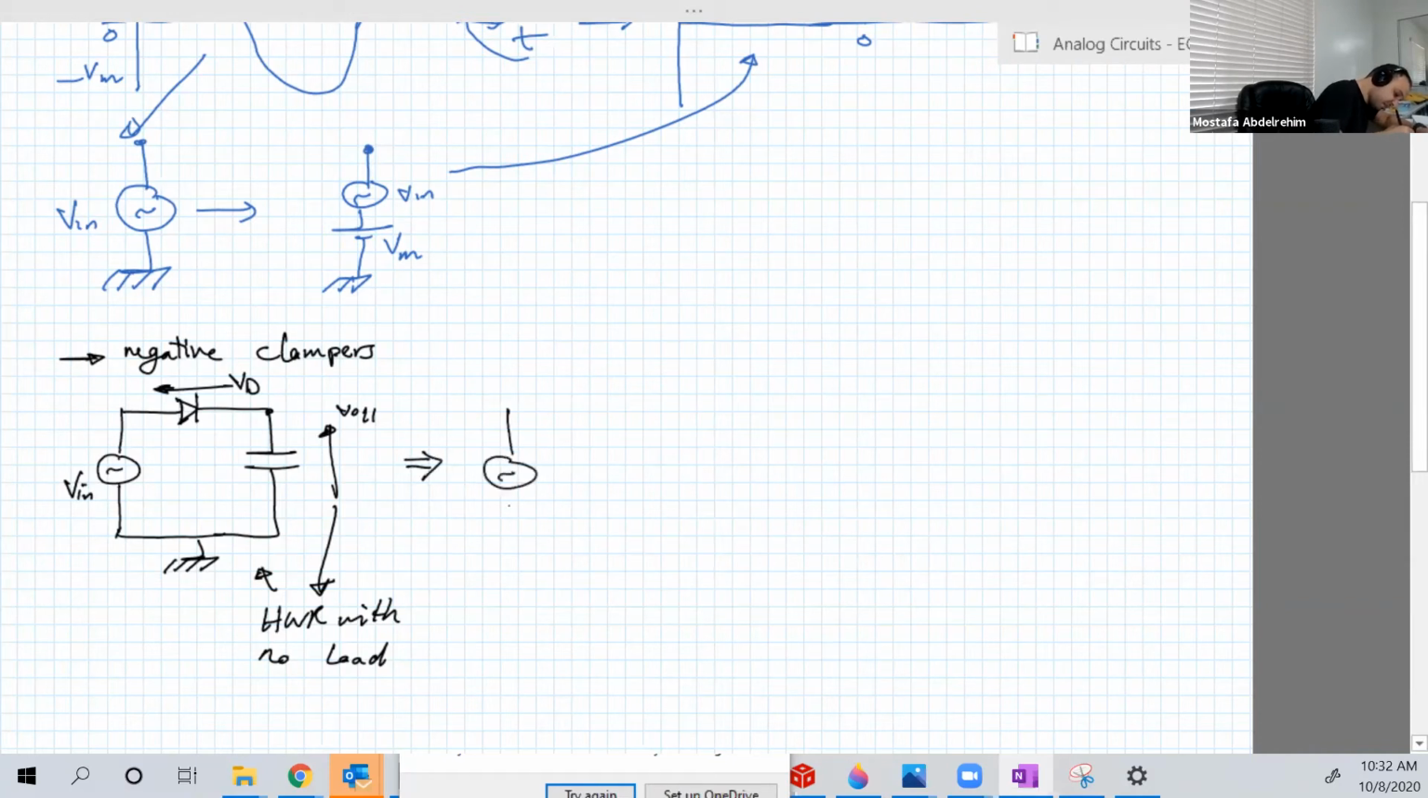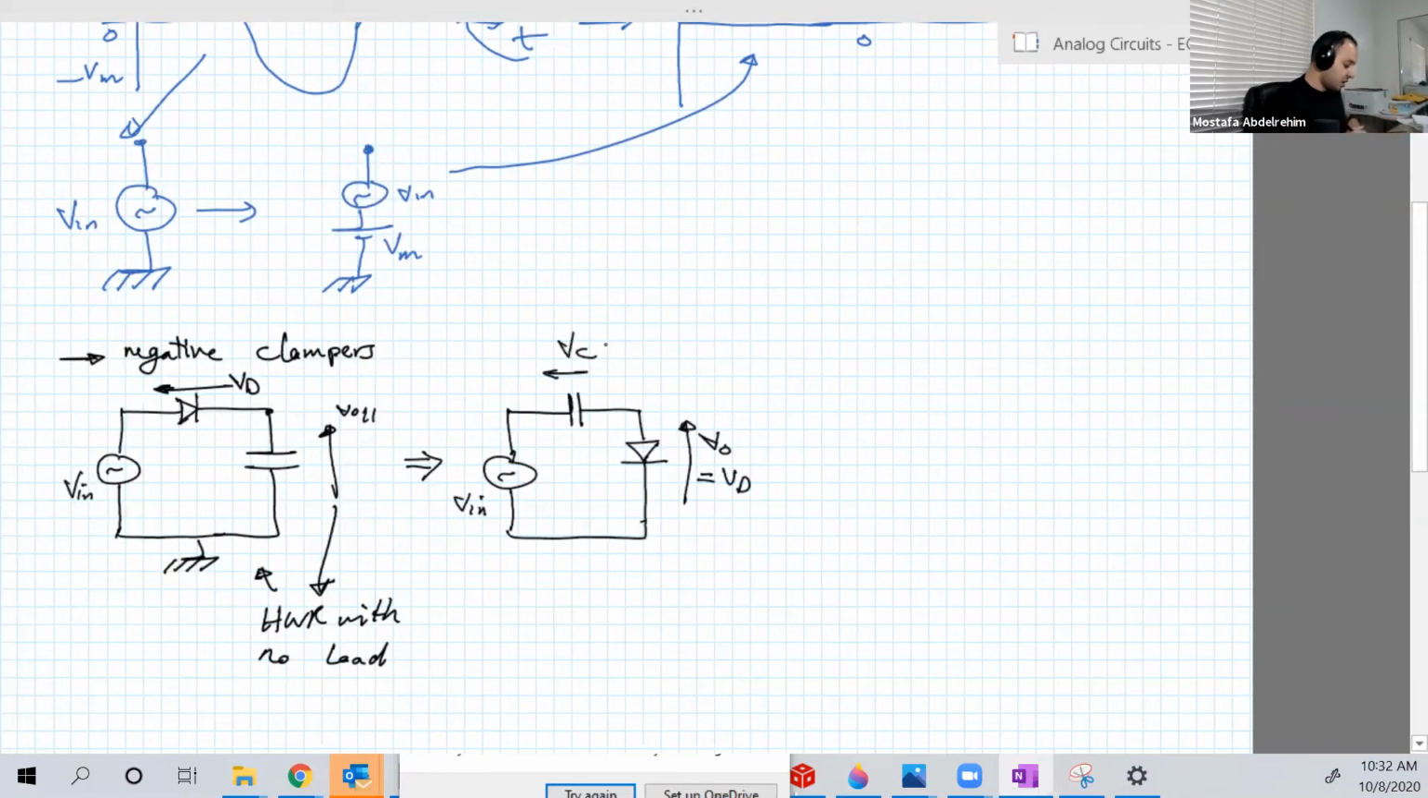It is the same, it's a series. So I will just put the capacitor up, because we usually like to have the output parallel to the input. So here is VO, which is actually equal to VD. And this is VC.